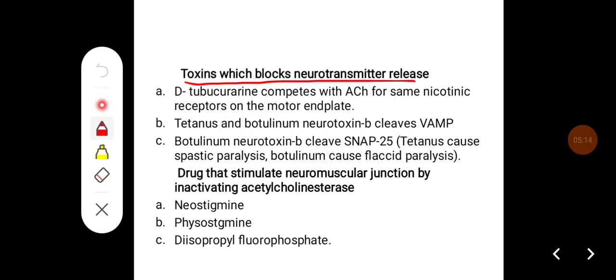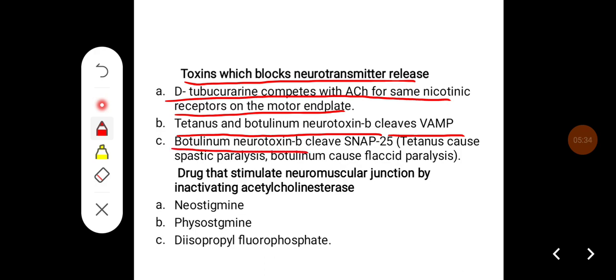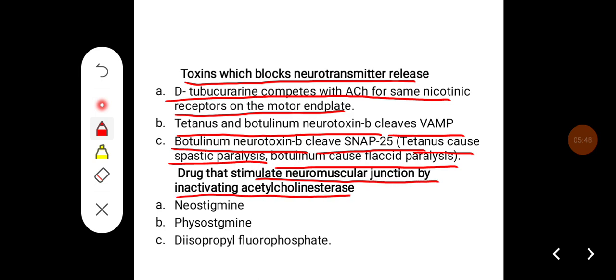The toxins which block the neurotransmitter release. D-tubocurarine competes with acetylcholine for the same nicotinic receptors on the motor end plate, whereas tetanus neurotoxin cleaves VAMP, whereas botulinum neurotoxin B cleaves SNAP 25. Note that tetanus causes spastic paralysis and botulinum causes flaccid paralysis. The drugs which stimulate neuromuscular junction by inactivating acetylcholinesterase are neostigmine, physostigmine, and diisopropyl fluorophosphate.